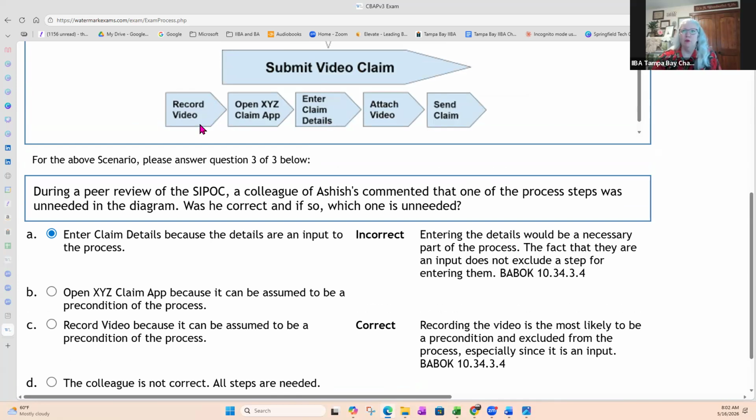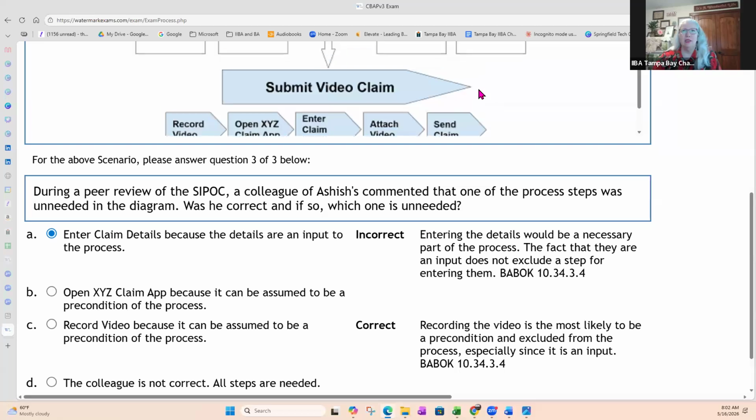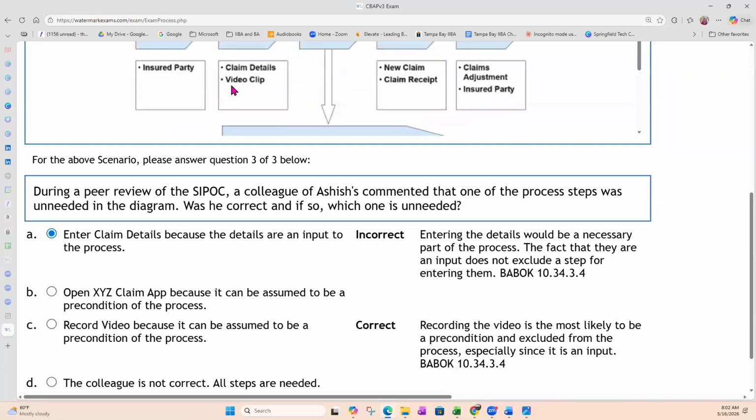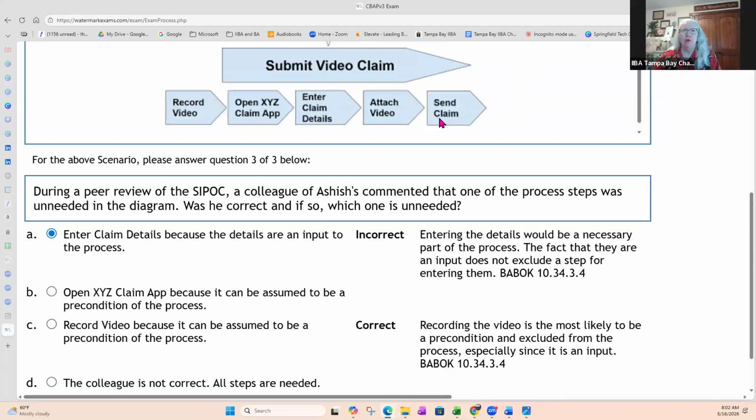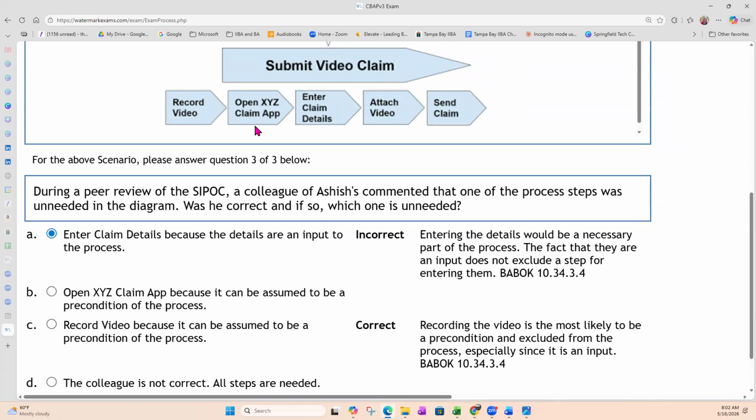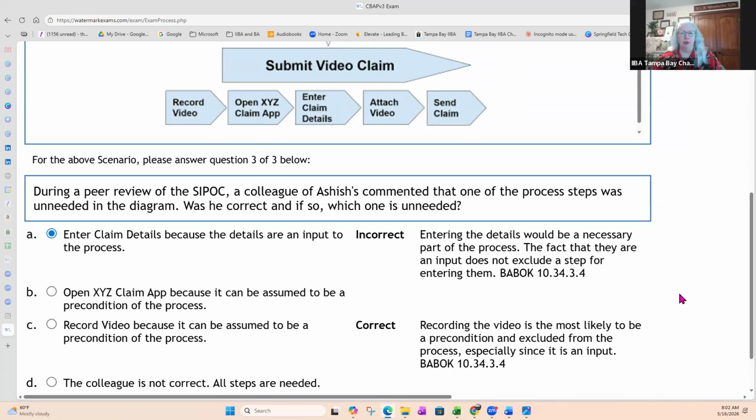But recording the video is something you would probably do before, because as an input, the video clip is going to be done before you even open the app. So whenever someone says, I'm going to submit a video claim, they already have the video that they're going to submit. They don't take the video after they open the app. Does that make sense? Okay, good. This isn't my favorite question.